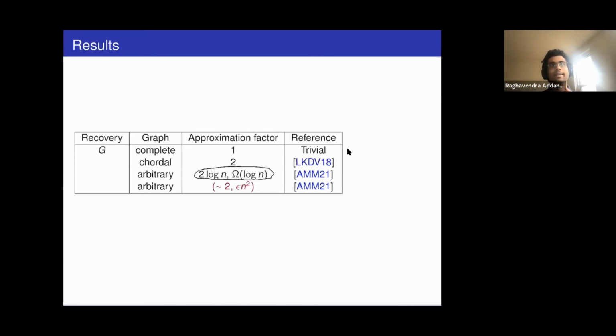There could be other approximation notions. This is one notion which we defined. And defining an approximation notion for learning G is also widely open. No one has defined it before.